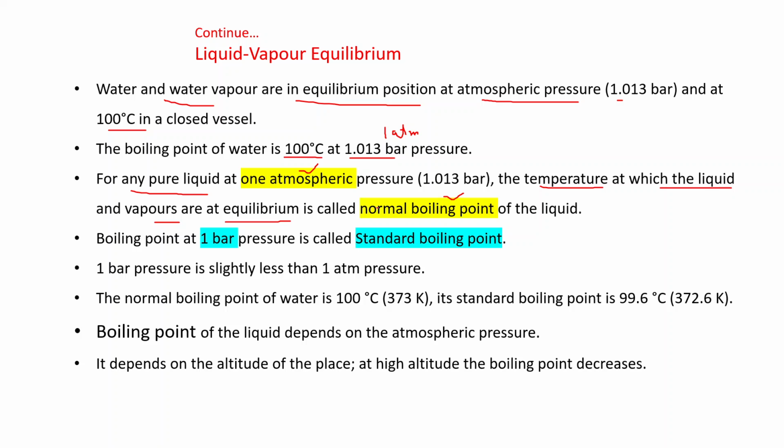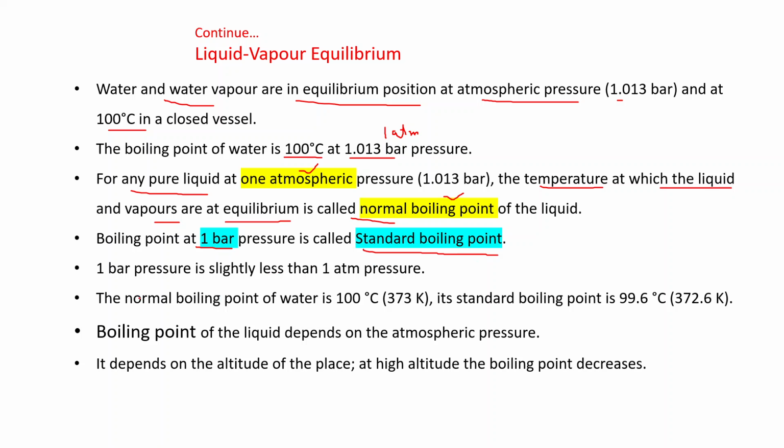If we consider the atmospheric pressure as 1 atm, then that temperature is known as the normal boiling point of the liquid. But if we consider atmospheric pressure as 1 bar, clear, then that boiling point is known as the standard boiling point. Clear? Normal boiling point, this is the temperature at which the liquid and vapors are at equilibrium at 1 atm pressure. Clear? Now standard boiling point, this is the temperature at which the liquid and vapors are at equilibrium at 1 bar pressure.